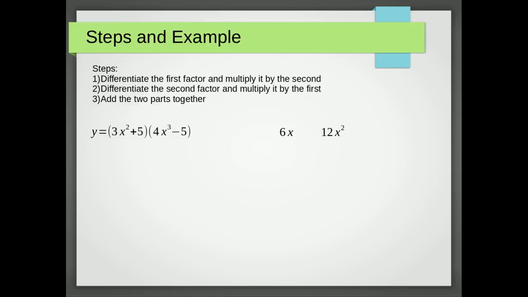So to get our solution, dy/dx equals the 6x that we got from differentiating 3x squared plus 5, multiplied by our second term, 4x cubed minus 5, plus 12x squared, which we got from differentiating our second term, multiplied by 3x squared plus 5, which is our first term.